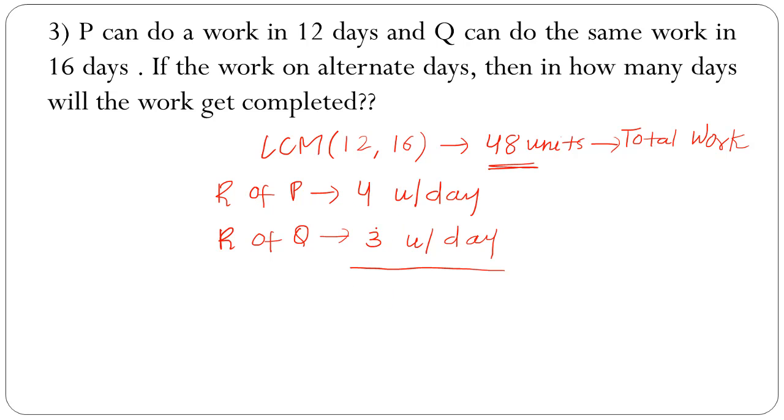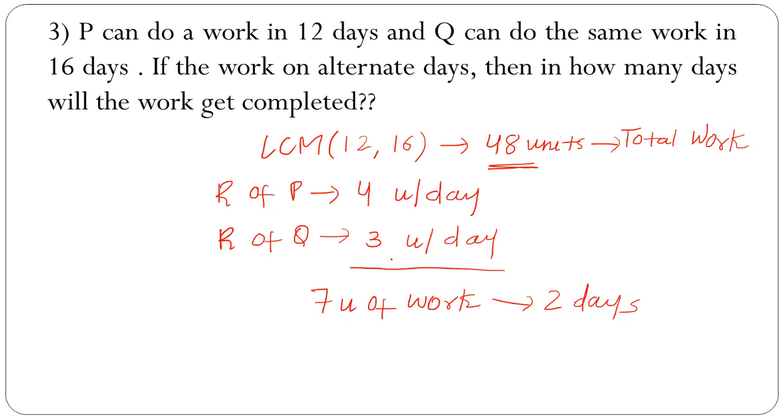So which means that in 2 days time they'll be completing 7 units of work. So 7 units of work will be completed in 2 days time, right? So let's reach as close to 48 as possible. So 7 units of work is in 2 days.